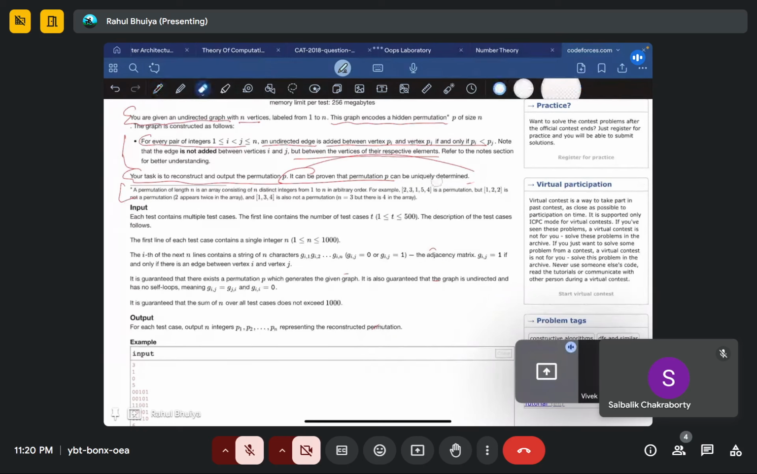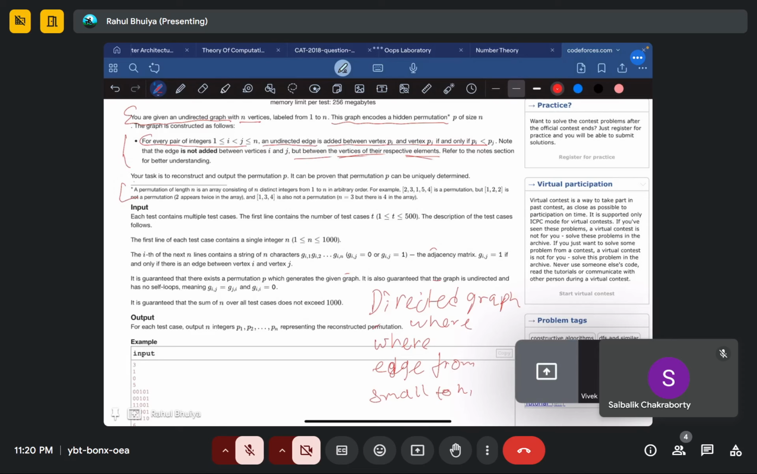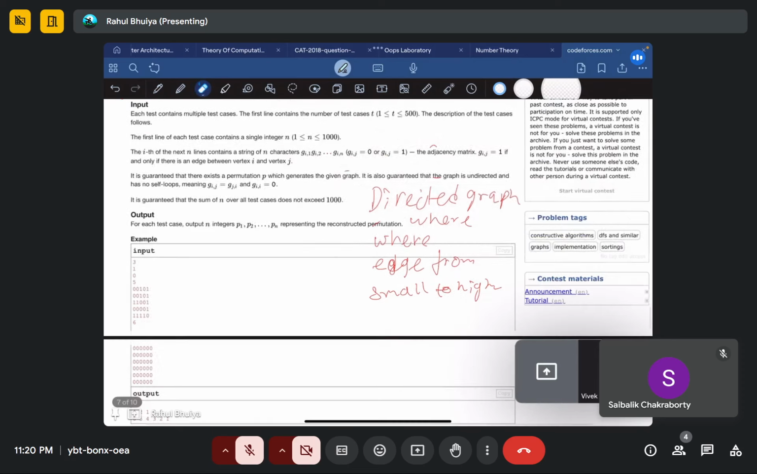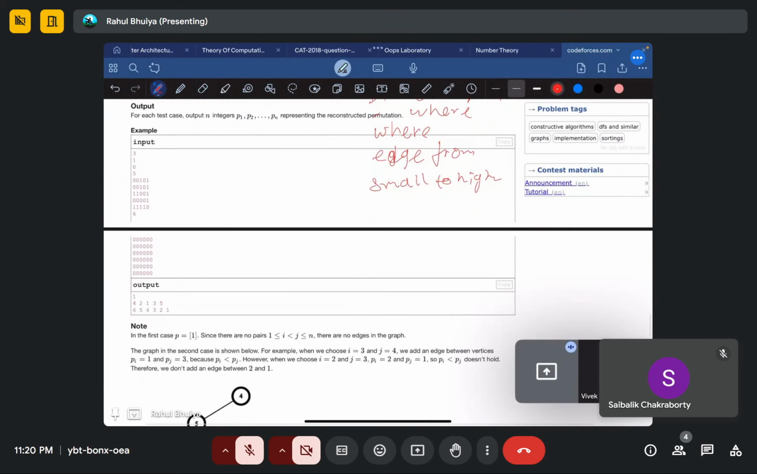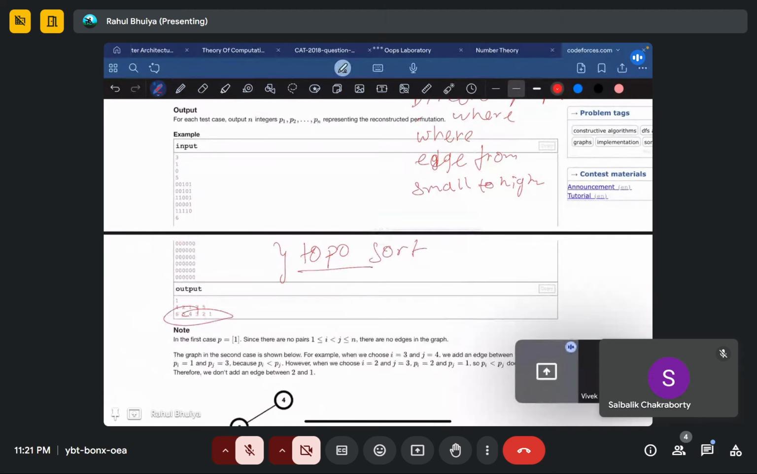So in this question, if you understand a little bit of graphs, you would understand that this is a directed graph where the edge is from small to high. If you understood this, then it is nothing more than that. Then we have to give an increasing order. You can directly see it would be a topo sort. You have to just apply topo sort in this question.